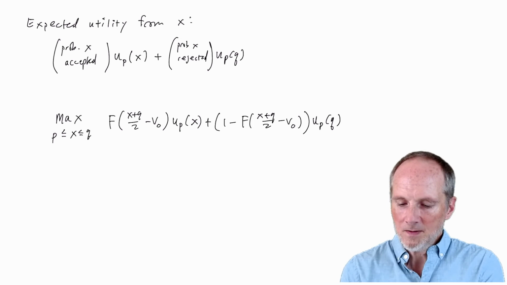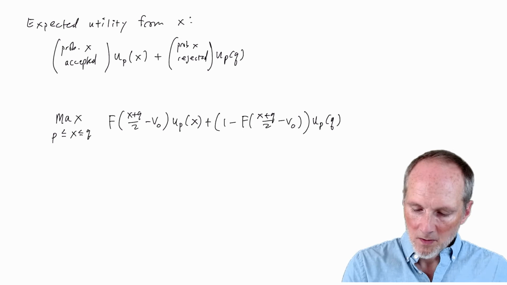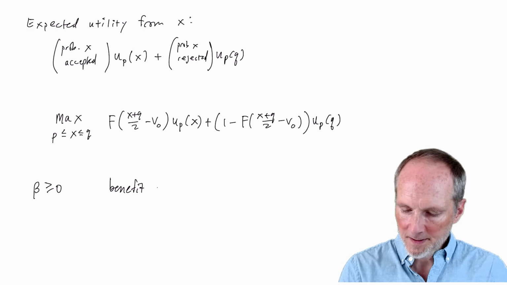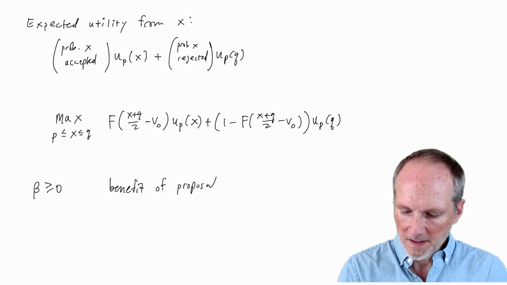Let's add a term to this model. We'll call it beta. Let's assume it's non-negative. And this is the benefit of having your proposal succeed.